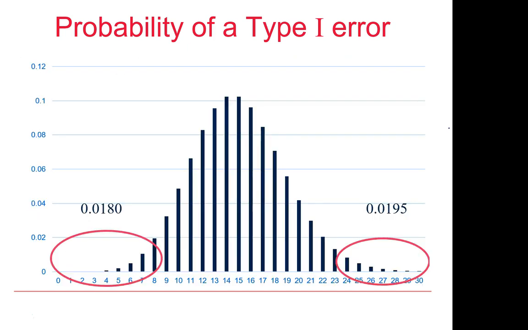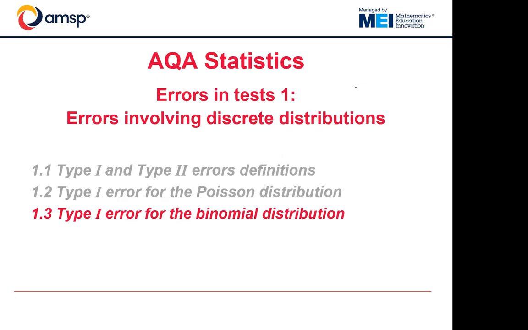Therefore the probability of a type 1 error for this two-tailed test is the sum of the probabilities of falling in each tail, and that's 0.0375. So that's the probability of our type 1 error, which as I said is sometimes called the actual significance level of the test. And that concludes this video.